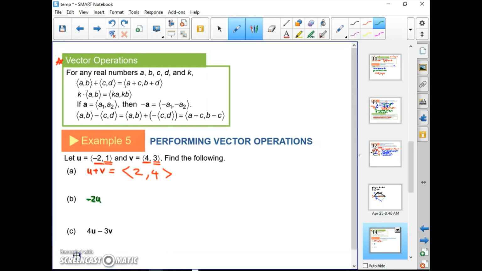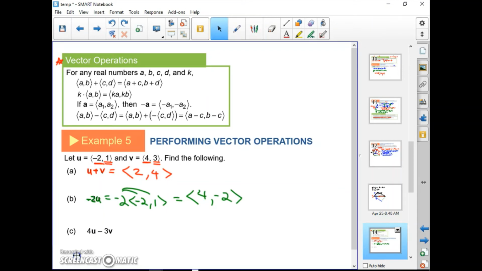We're going to multiply negative 2 times the u vector. I don't know that you need to write this, but I guess you could. It's kind of like the distributive property, I suppose, but we're just multiplying each piece of the vector by negative 2. We're going to get negative 2 times negative 2 is positive 4. Negative 2 times 1 is negative 2.